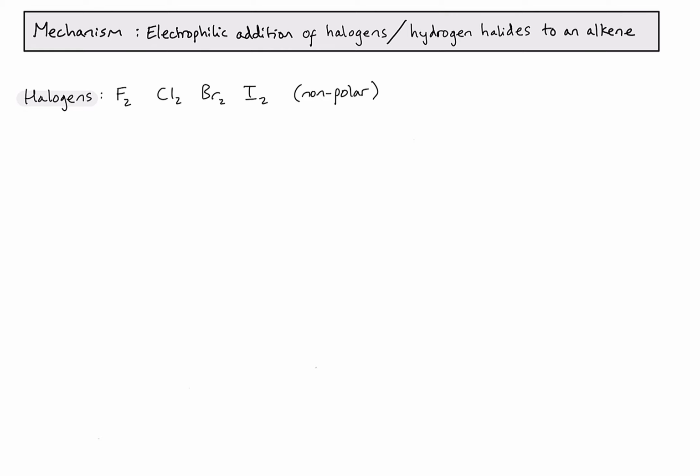And noted here, they're all non-polar molecules because they contain identical atoms bonded together. Secondly, we've got the hydrogen halides, and this is simply a molecule formed between a hydrogen and a halogen. Some examples of those are hydrogen fluoride, hydrogen chloride, hydrogen bromide, hydrogen iodide. And because we have an electronegative element bonded to a hydrogen, these are all going to be polar molecules. And that will be important a little bit later on.